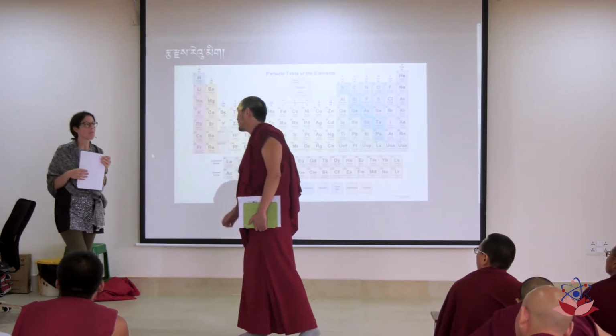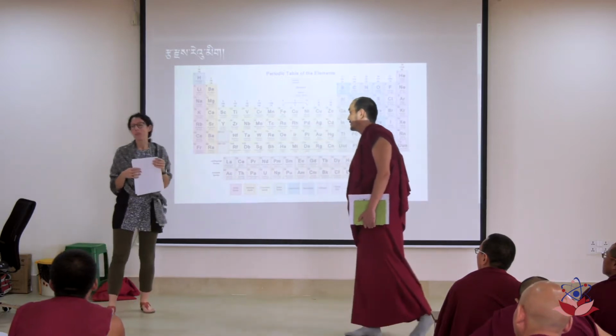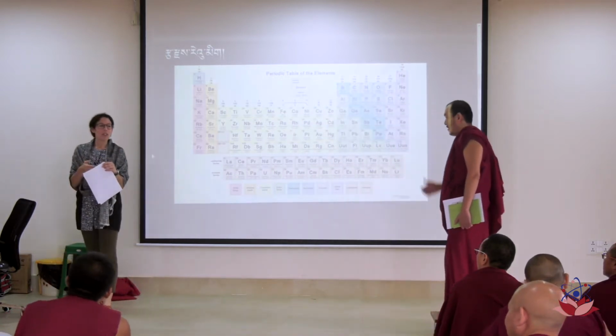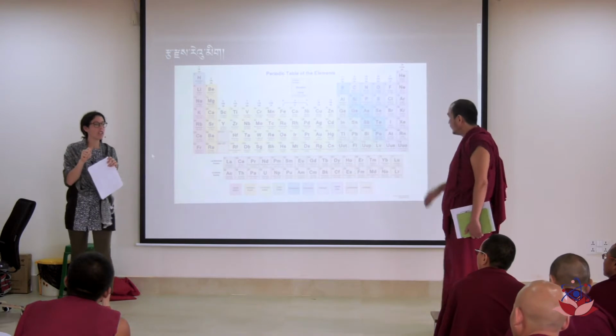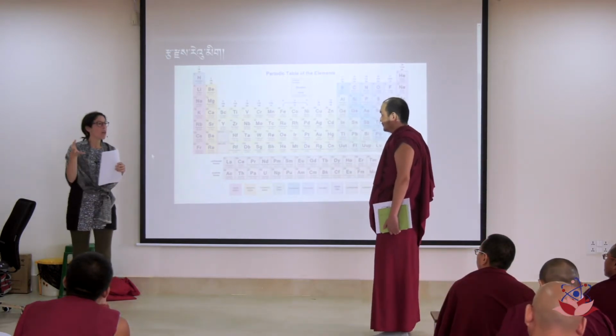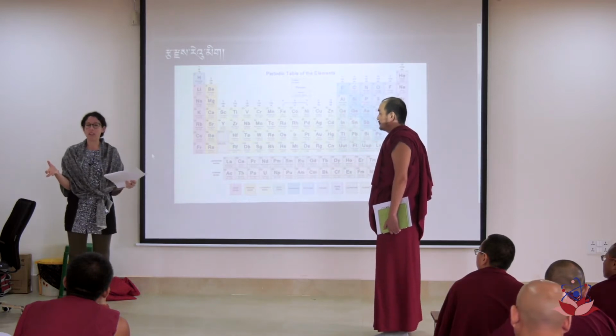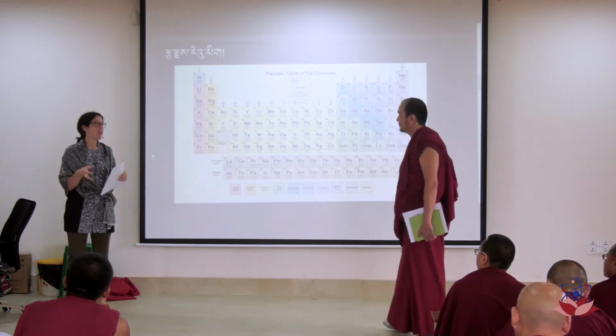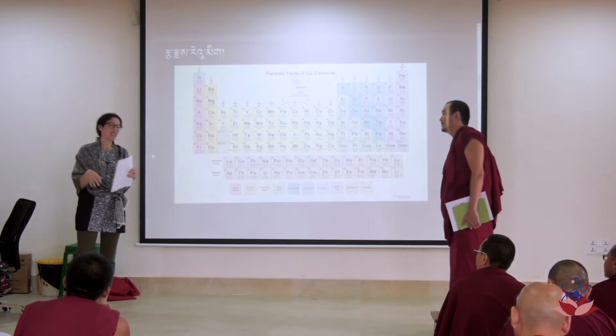Because of the number of protons. So in our last think pair share question, we found that we had to have an equal number of protons and electrons for the atom to have a neutral charge.